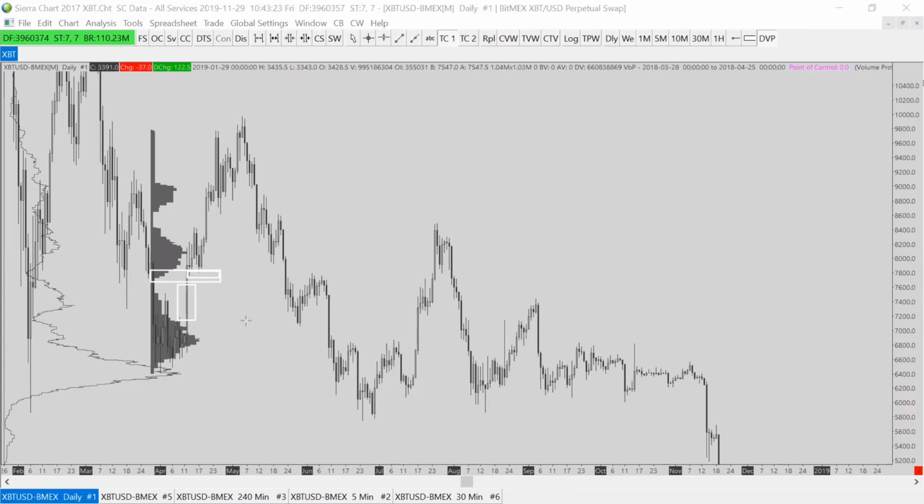Yeah, the shelf there, that's where the liquidity is, and if price starts trading into that low volume area, you know that it's very likely going to slip through and fill in the profile there.